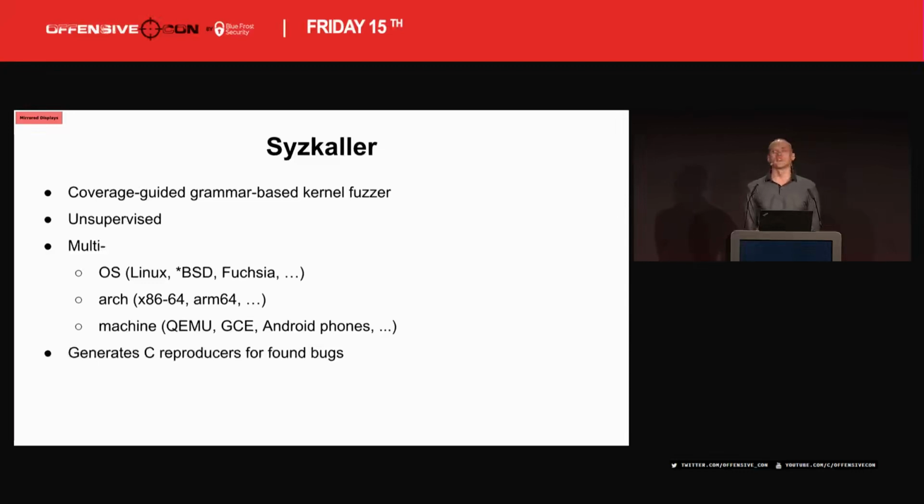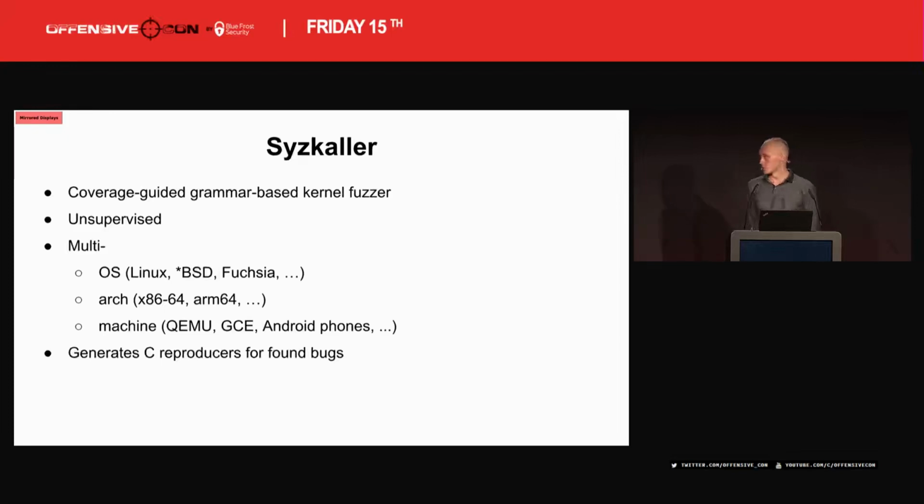Initially it started as a fuzzer for the Linux kernel, but since then, people came and added FreeBSD, OpenBSD, and other BSD support. It also kind of supports Fuchsia, which is a Google operating system that is supposedly going to be used on mobile devices at some point in the future. It supports a bunch of different architectures, and you can fuzz on different kinds of target machines. You can use QEMU and run your kernel inside QEMU and fuzz it there. You can use Google Compute Engine. You can use actual Android phones or some of the boards.